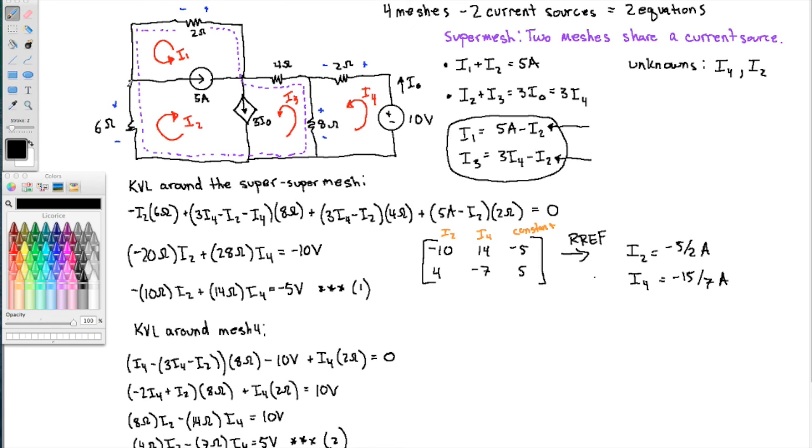So we can get the branch currents, as we have been doing, and then we can get the voltages across the resistors, and then finally the powers in each component. Okay, let's do one more, and then call it a day. All right.